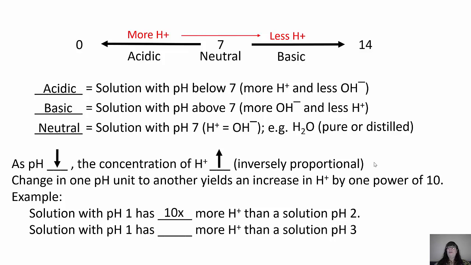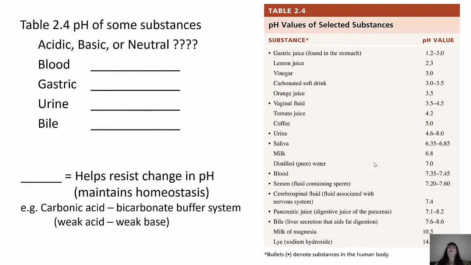So a solution with a pH of 1 has 10 times more hydrogen than a solution with a pH of 2. And a solution with a pH of 1 has 100 times more hydrogen than a solution with a pH of 3. So here is a table with some common substances and their pH values. So acidic, basic, or neutral? Blood.